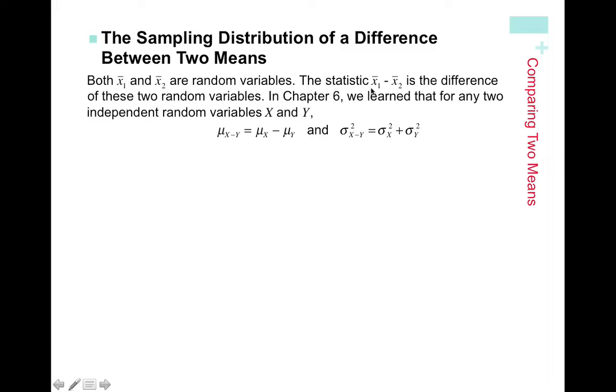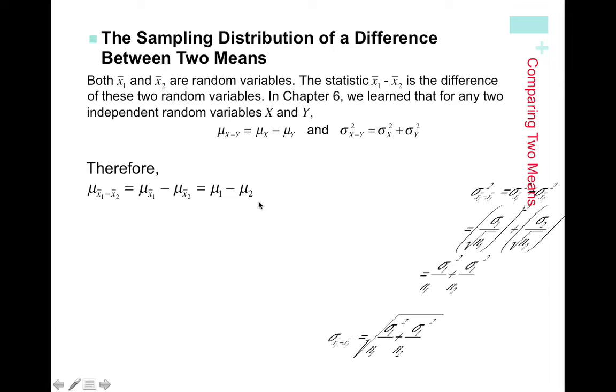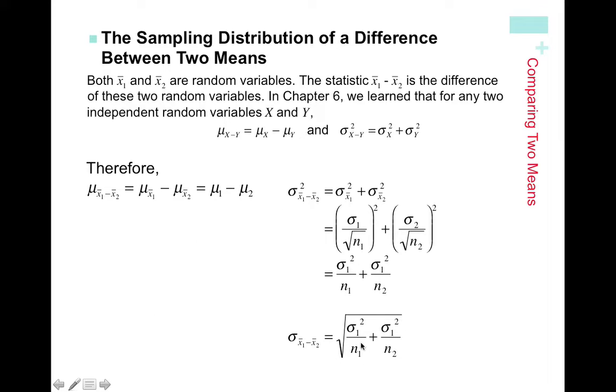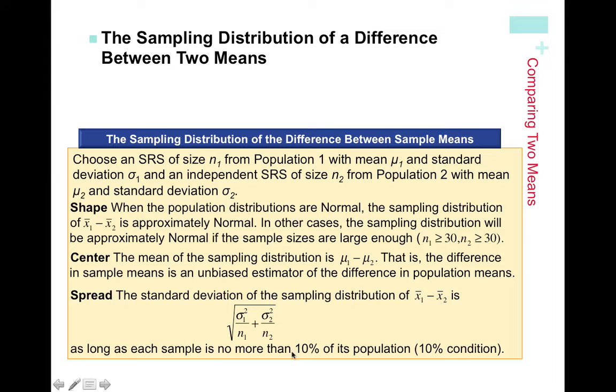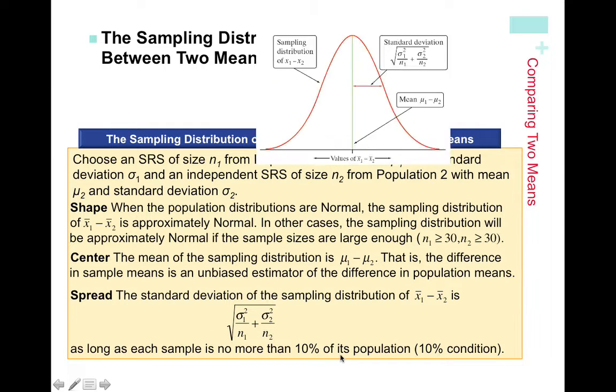So when we talk about the differences in the means here, we have a new sampling distribution. The mean of that new sampling distribution is mu1 minus mu2. And the standard deviation of that new sampling distribution is the square root of the variance of the first one divided by the sample size plus the variance of the second one divided by the sample size of the second. The shape will be approximately normal, again, as long as the population is normal or the sample size is large enough. The mean is just the difference in the two means, and here's your standard deviation as long as that 10% condition is met.